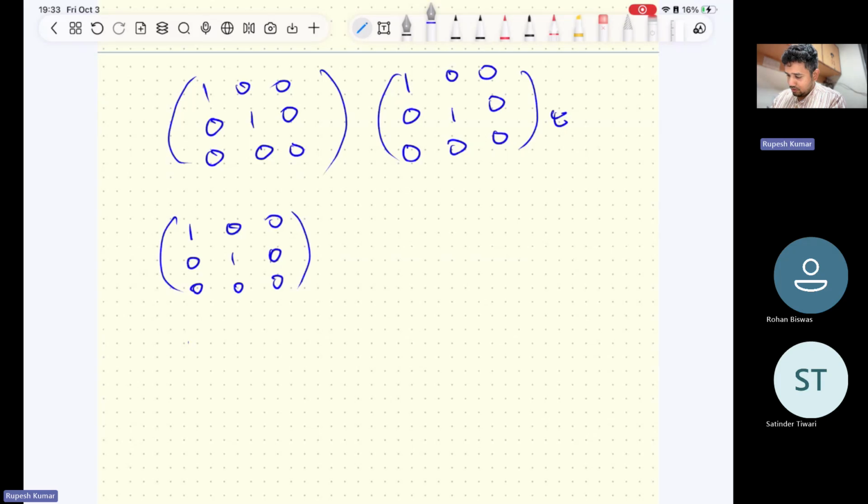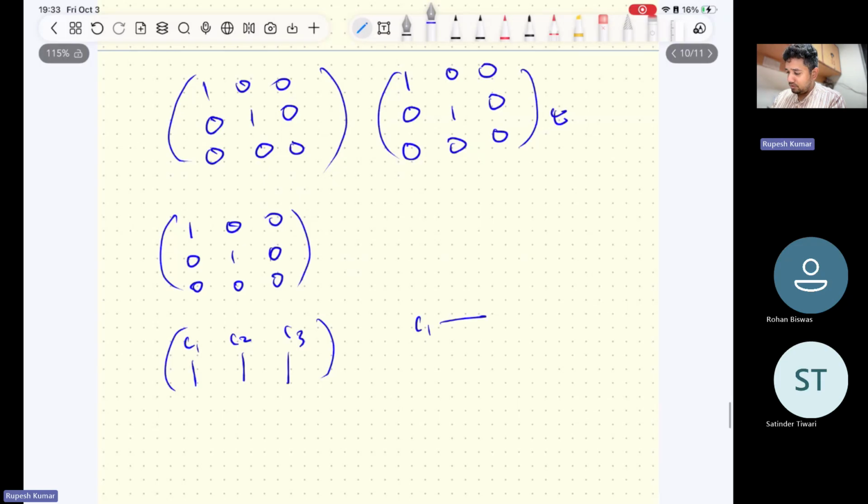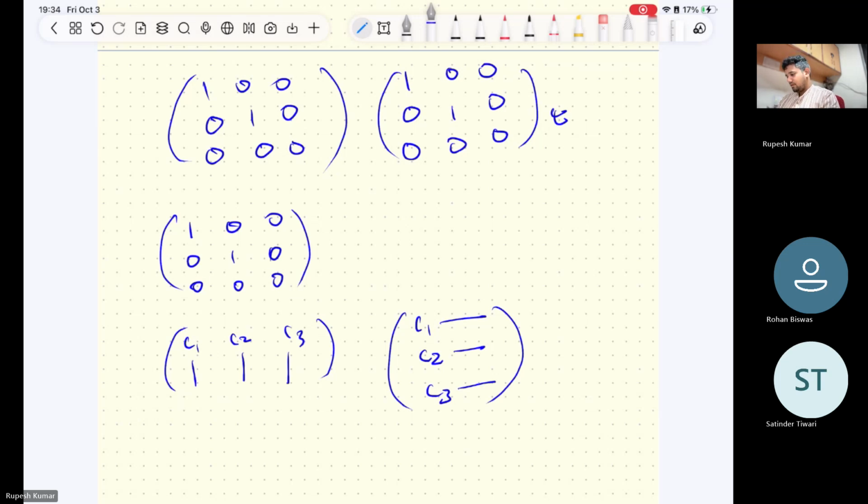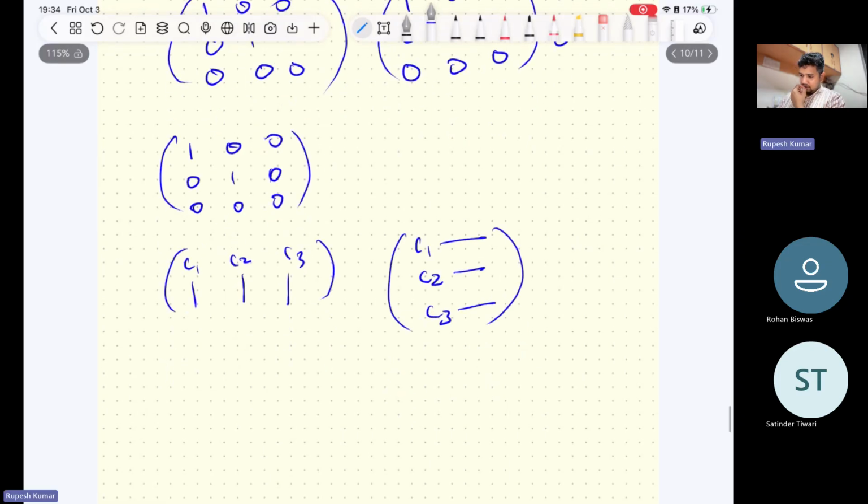Now you have column 1, column 2, and column 3. When you transpose it, you get column 1, column 2, and column 3, right? Yes. I can't think of some geometric interpretation of transpose from here.